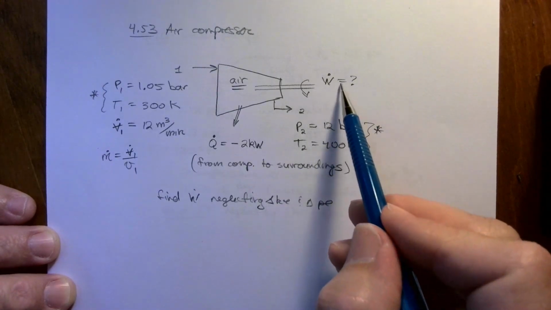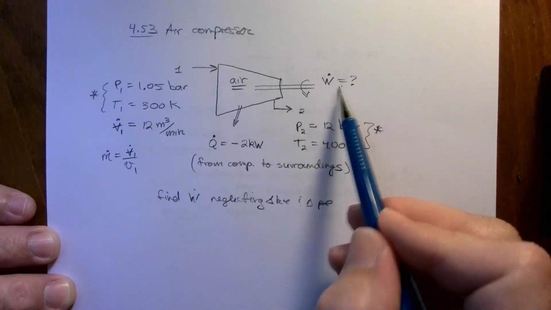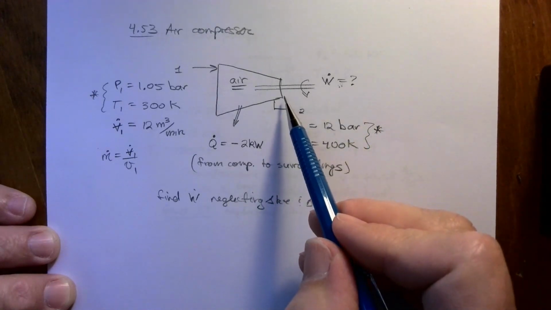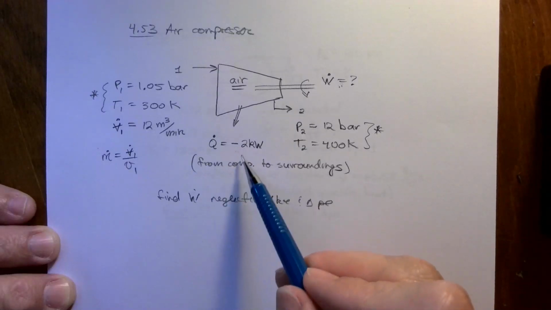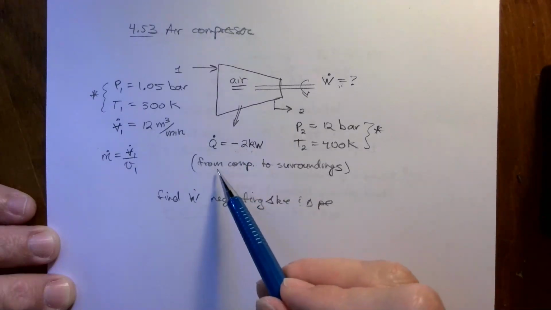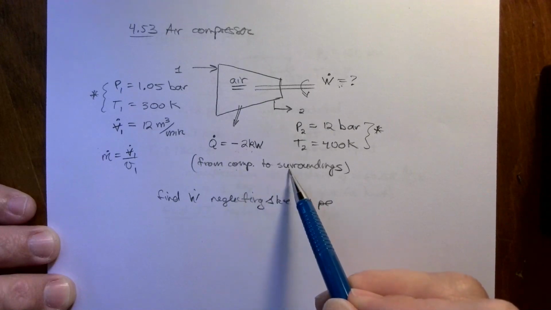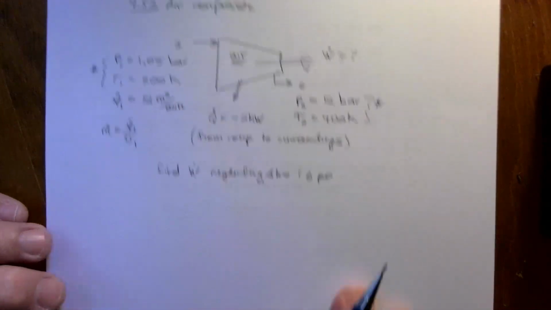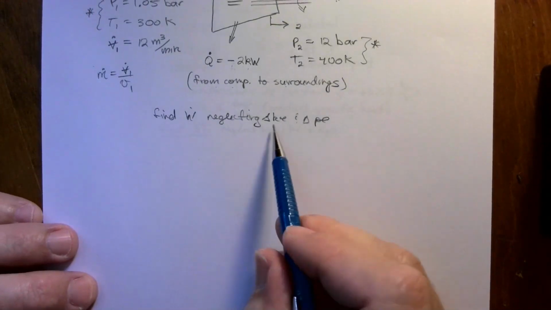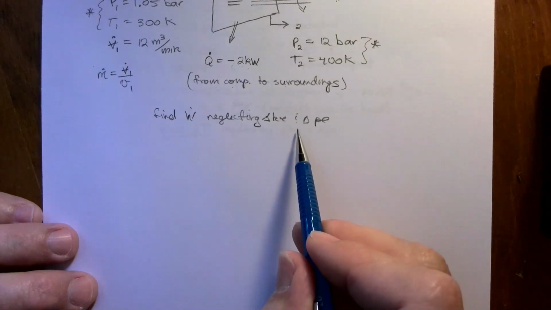The question is, what is the power required to operate this compressor? And there's also some heat transfer. They give us a heat transfer rate of 2 kilowatts, and they tell us it's from the compressor to the surroundings, so that's energy out. So our Q dot is going to be minus. Okay, so find W dot, neglecting changes in kinetic and potential energy.